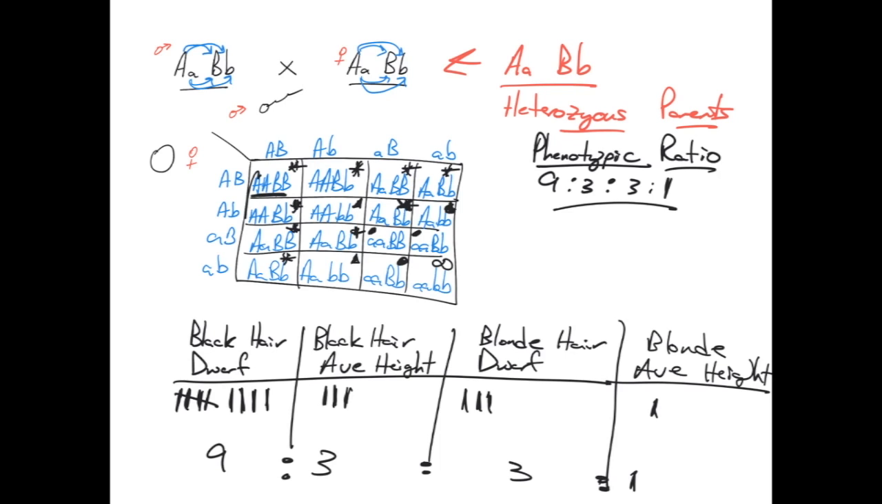Why? Because you're always going to have 9 with at least one dominant allele for each gene. And you're going to have 3 where they're recessive for one gene, and 3 where they're recessive for the other gene, and 1 where they're recessive for both genes. So that's how you do that homework. That's how you do a dihybrid cross. We'll finish meiosis tomorrow. I think we're in a good place.